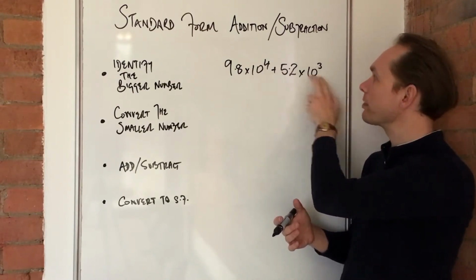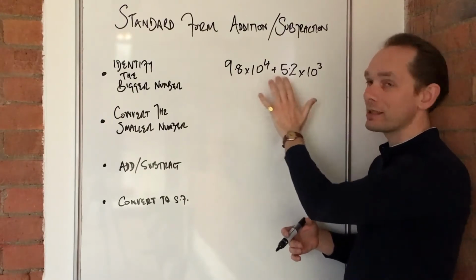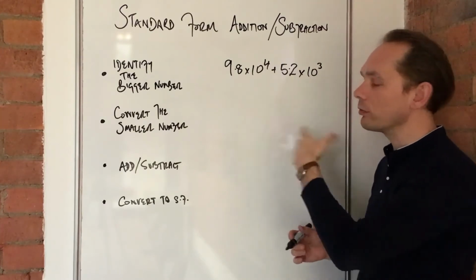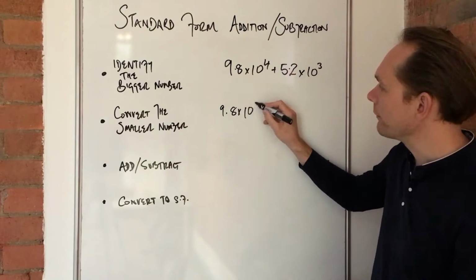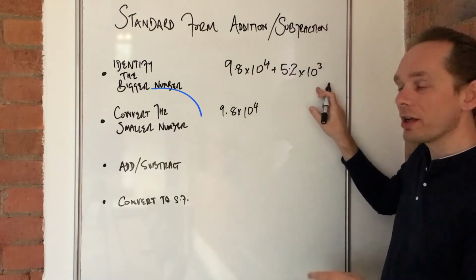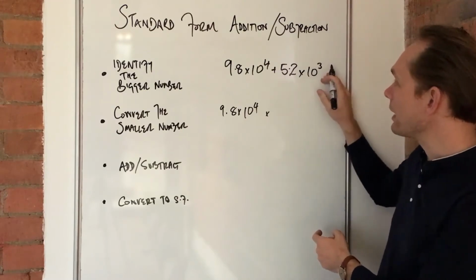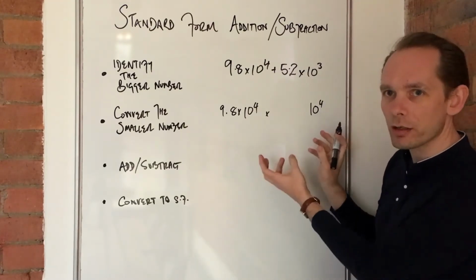So 10 to the 4 is bigger than 10 to the 3. Don't worry too much about the number bit, it's the power of 10 that tells you which is the bigger one. Once you've identified the bigger one, leave that one alone, 9.8 times 10 to the 4, but the other one we're going to adjust to match in terms of its power. So instead of being 10 to the 3, we want it to also be 10 to the 4. Then they're like in the same currency, we can add them.